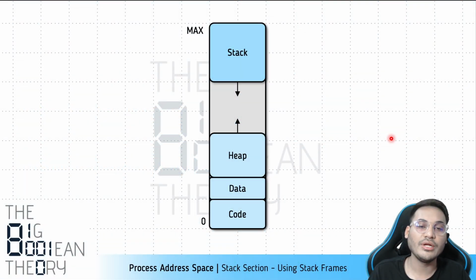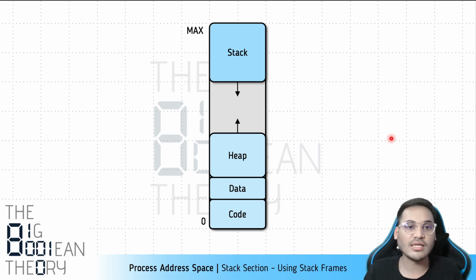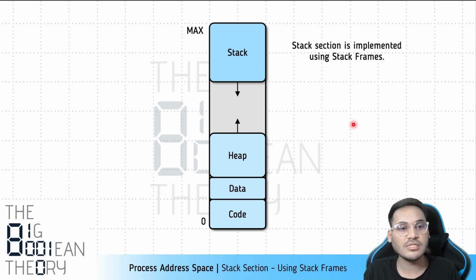In the previous video, we understood why we need the stack section. We understood that we need the stack section for the execution of the functions. Now in this video, we want to understand how exactly those functions will be executed and how the stack section will be used. What is the mechanism behind that? As we can see, the stack section is implemented using something known as stack frames. So now let us understand what these stack frames are and how they are used to execute the functions.